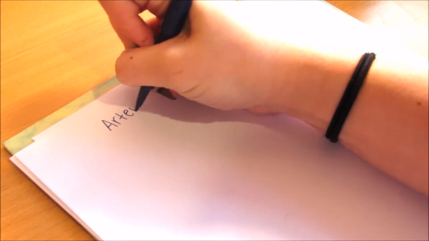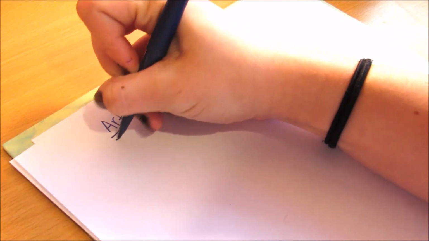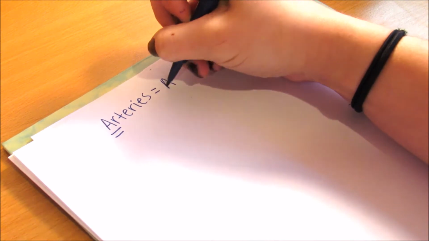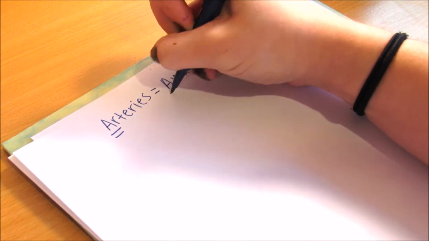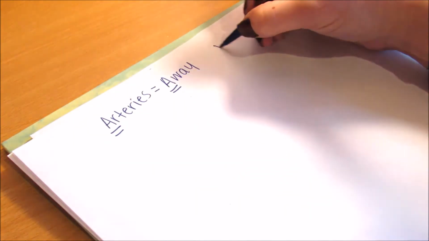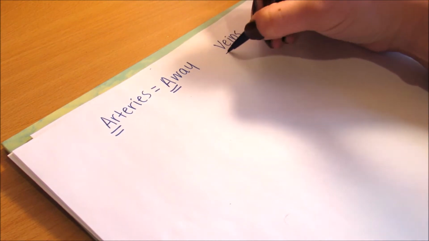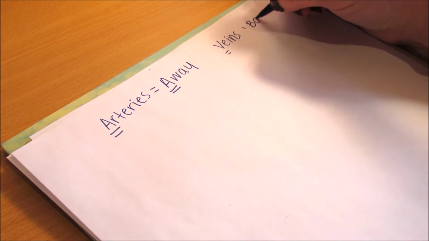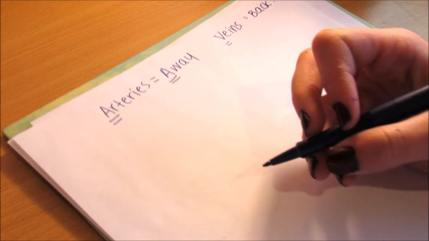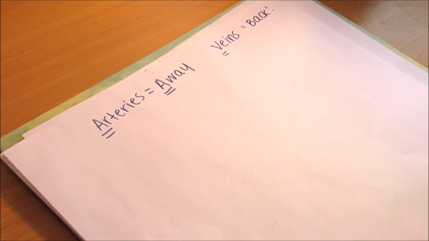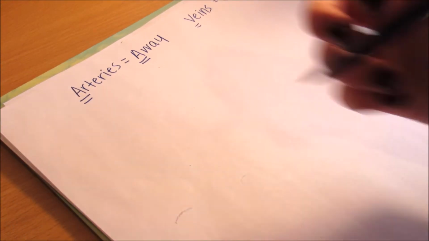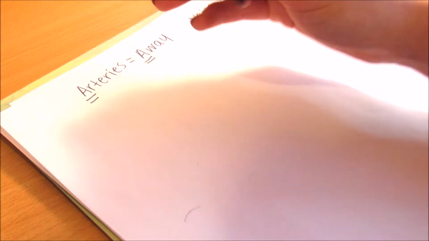So we'll start out with the right side of the heart, and just a few rules to keep in mind. Arteries take blood away from the heart, and veins take blood back to the heart. Okay? Those are just 2 rules to keep in mind.